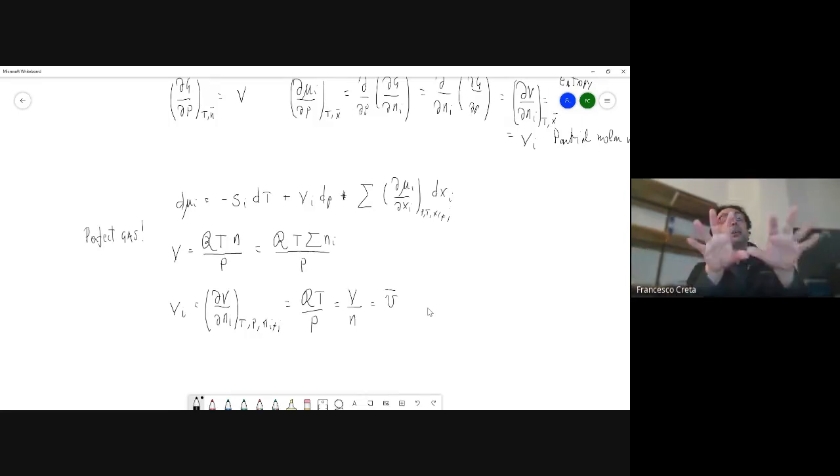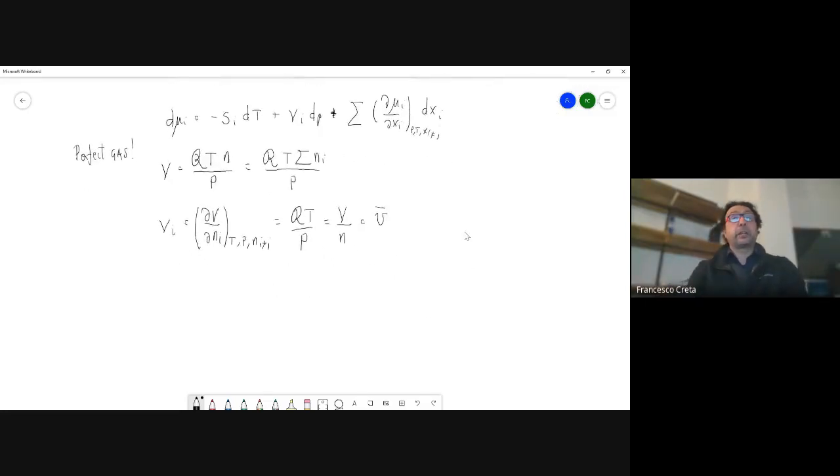So what we say here from this expression is that there is no mixing volume, whereas, as you will see, indeed, there is a mixing Gibbs energy or mixing chemical potential. So let's use this result, because now we have everything we need to really determine mu i.